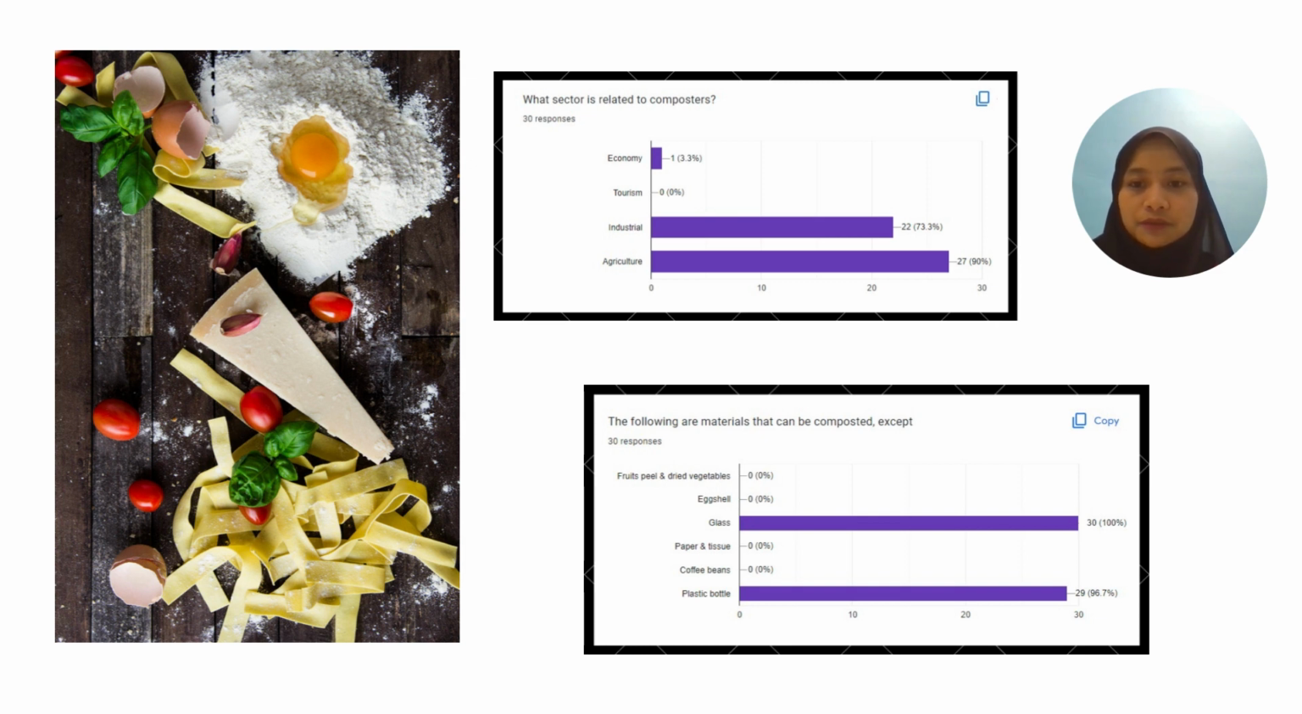Next, question 4 tells that all 30 students choose glass and 29 students choose plastic bottle. As we know, glass and plastic do not have decomposing properties that make them unsuitable for use as compost. So, this indicates that all students know that glass and plastic bottles are not suitable for composting.